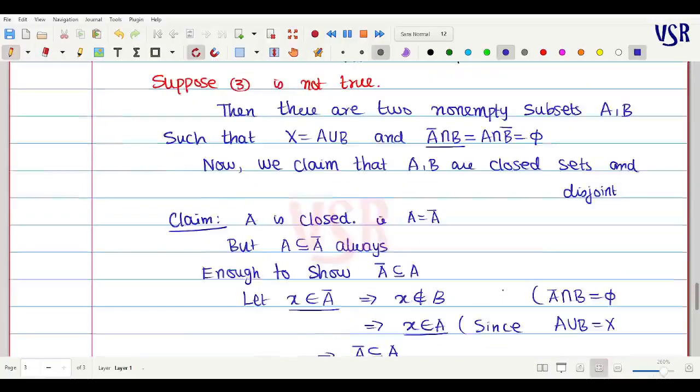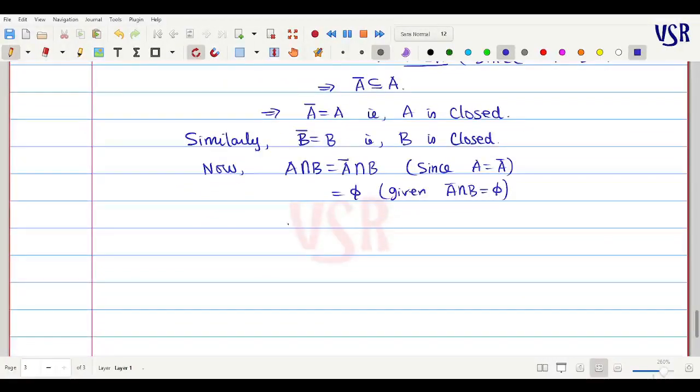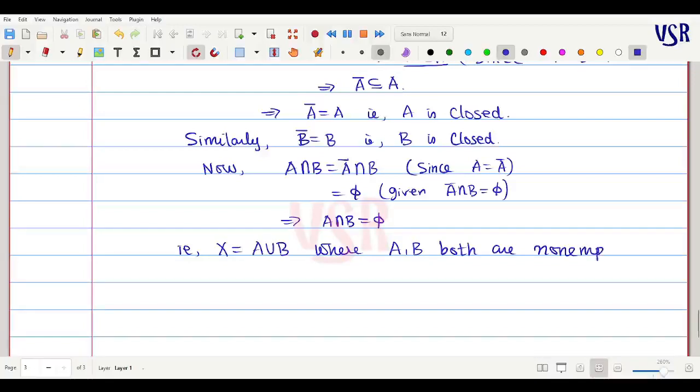Correct? This is given. That is, there exist A, B such that X equals A union B and A closure intersection B is given to be empty. Therefore this must imply that A intersection B is equal to empty. So what we get is that X is equal to A union B where capital A, B are both non-empty and closed and A intersection B is equal to empty.